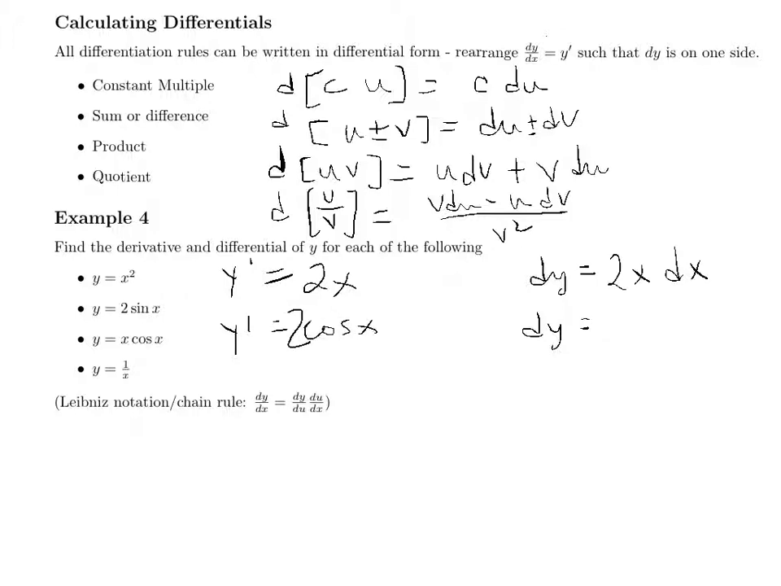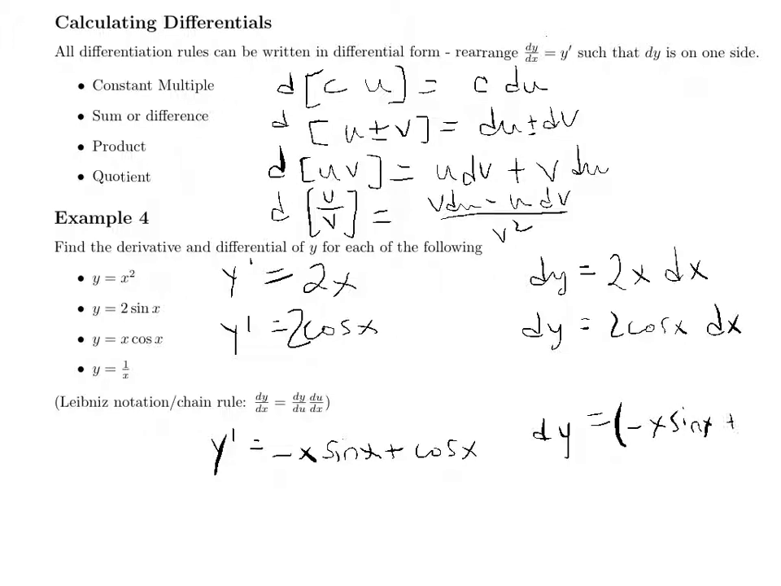2 cosine x. So dy will be 2 cosine x dx. I'm going to jump down here below. For x cosine x, again, we're trying to find dy. Now it's a little bit more complicated. We're going to have to use the product rule, okay? So it's going to be negative x sine x plus cosine x. All right, and if we multiply all of that times dx, we'll get dy.